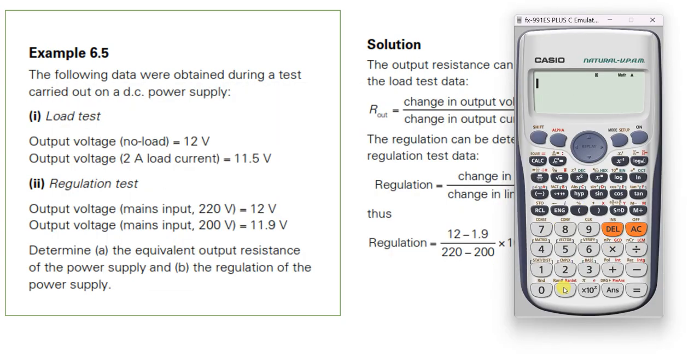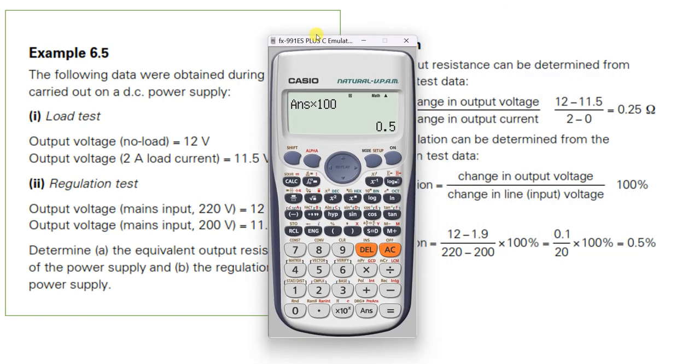So if we calculate 0.1 divided by 20, into 100 percent, we get 0.5 percent. So 0.1 divided by 20, into 100, and you have to write the percentage symbol.